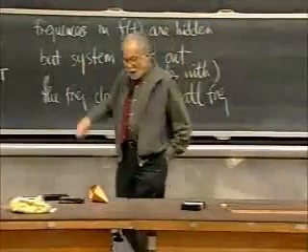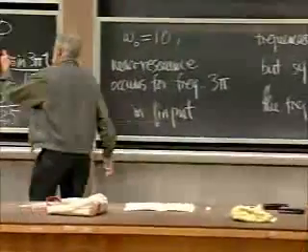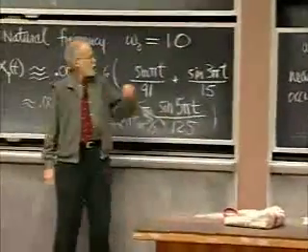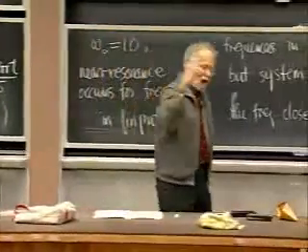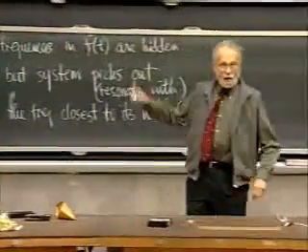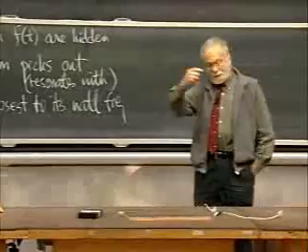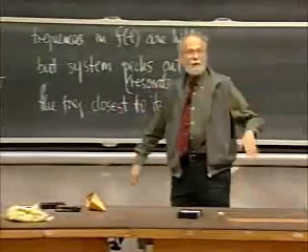Well, suppose the system had natural frequency not 10. This is a put-up job. Suppose it had natural frequency 5. Well, in that case, none of them are close to the hidden frequencies in f of t, and there would be no resonance.